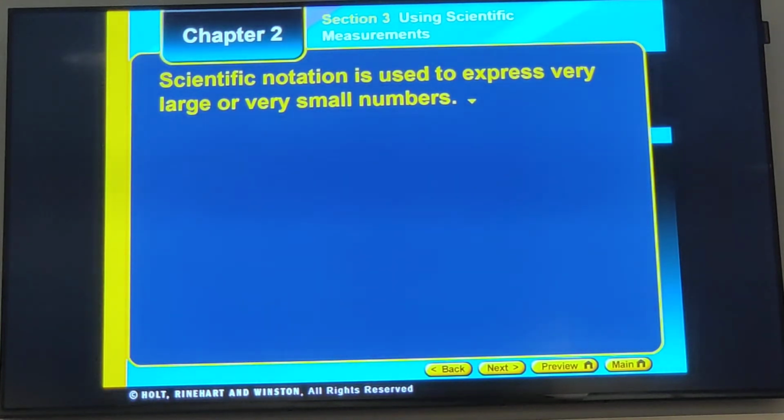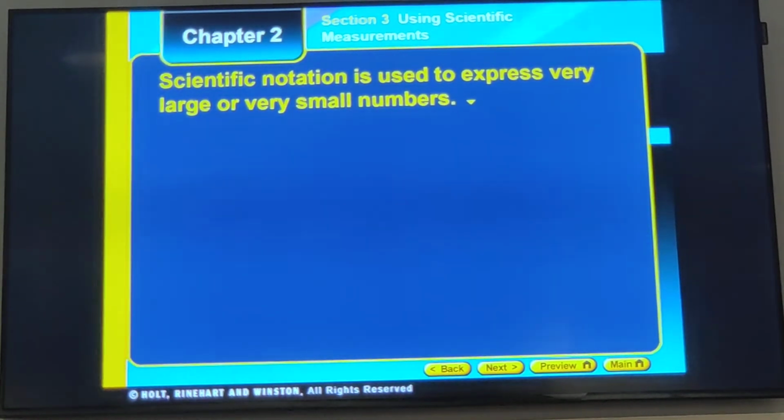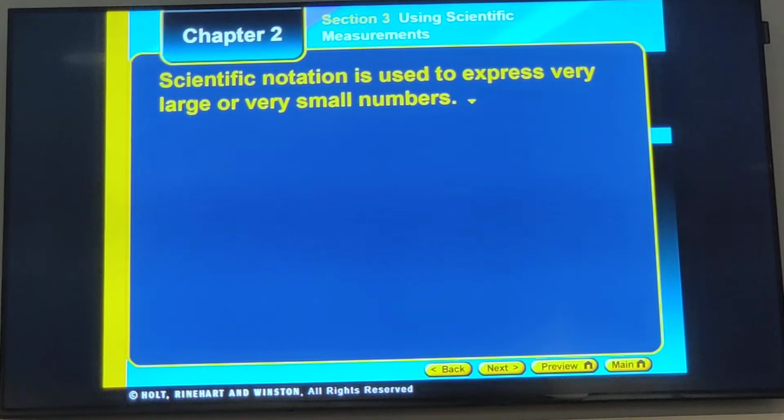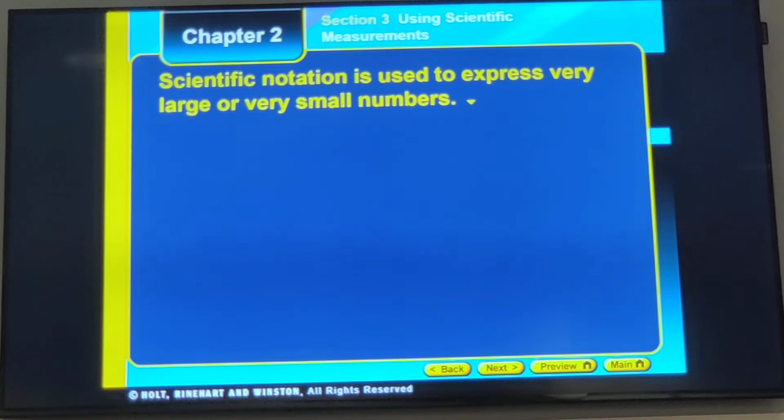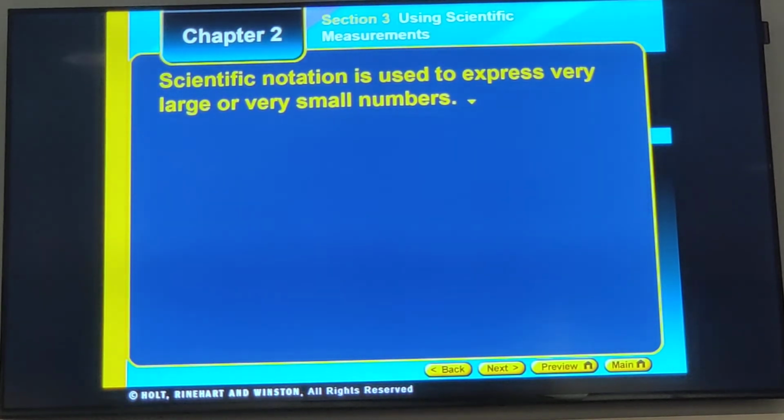Okay, so we were talking about scientific notation and significant figures, and with significant figures, sometimes we have to write them in scientific notation. I think most of you probably learned this back in math, but we use it to write either very large numbers or very small numbers.